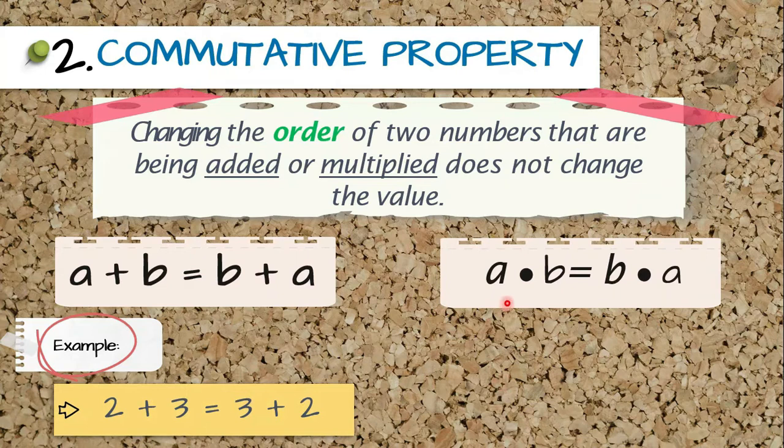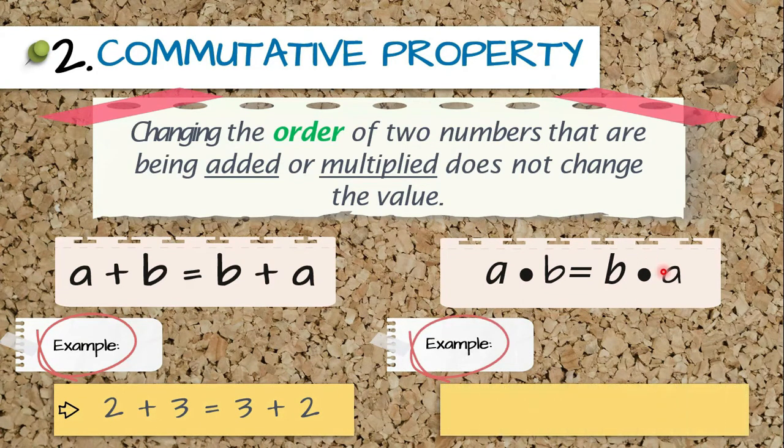For multiplication, we have A times B is equal to B times A. So if we're going to change the position or location of the two factors, it's either left or right, the answer is just the same. Example, negative 7 times negative 3, which is equal to 21, is equal to negative 3 times negative 7, which is also equal to 21. That is commutative property.